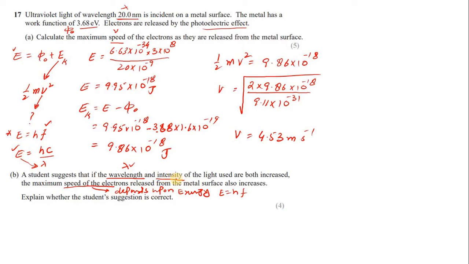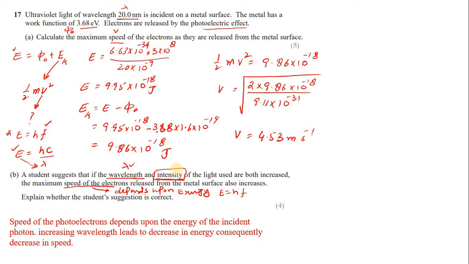Secondly, intensity. There is no effect of intensity on the energy of the incident photon. If you increase the intensity, then only the number of emitted electrons is increased with the same energy, because an increase in intensity causes only the number of photons to increase, so more electrons are released with the same amount of energy. So there is no effect of intensity on the speed or energy of the electron.